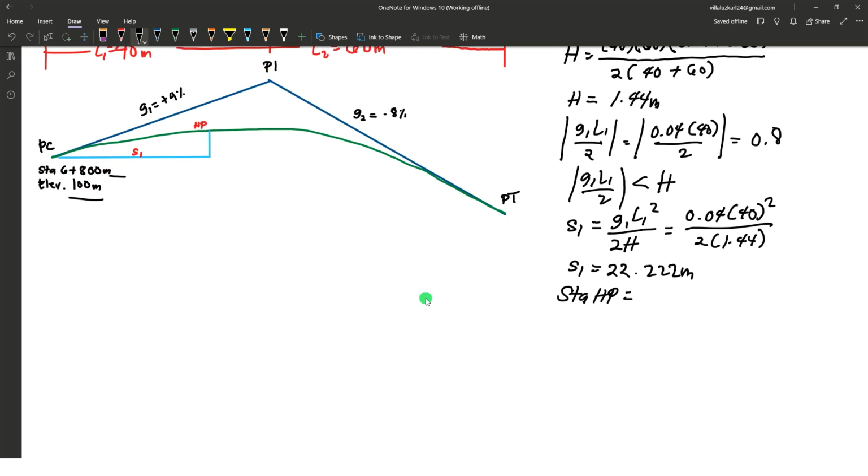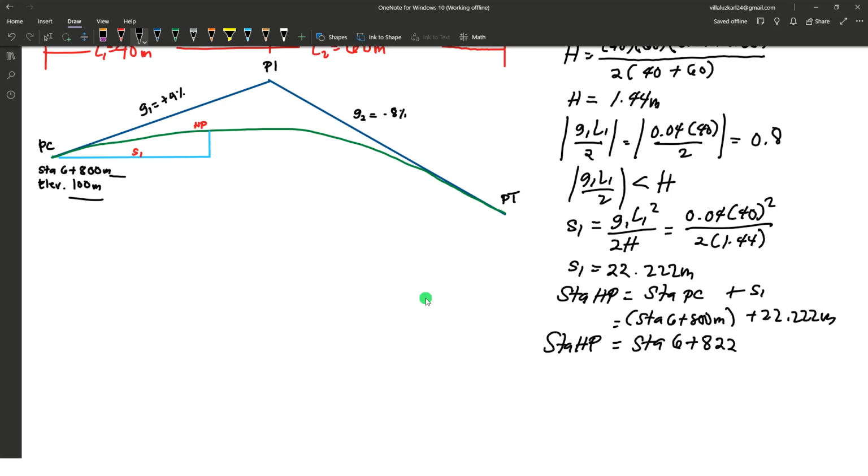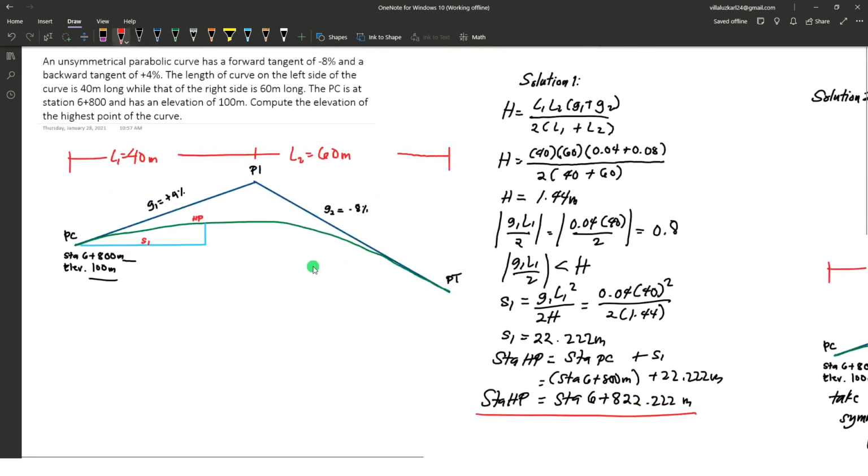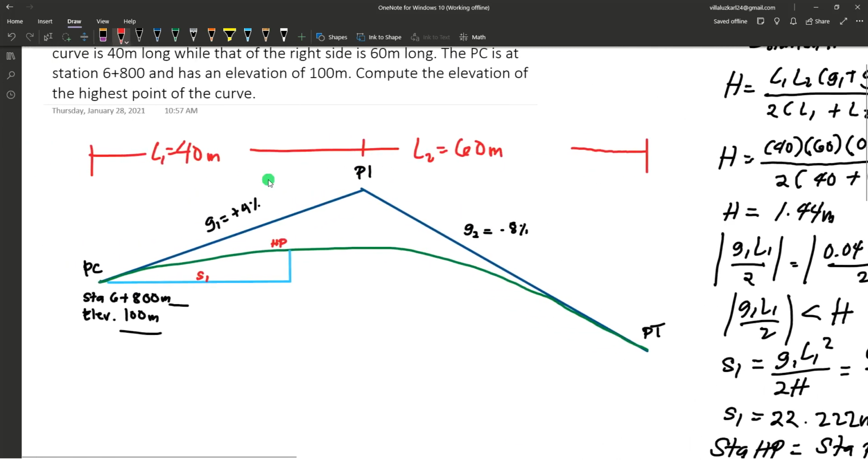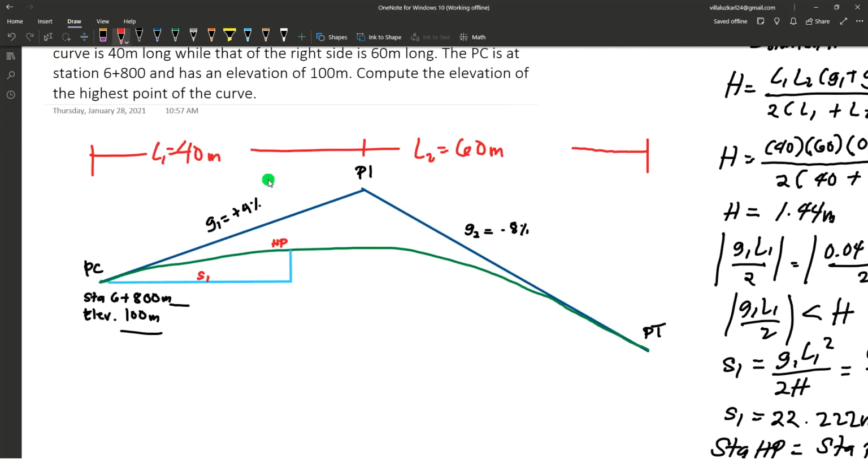HP is stationing of PC plus S1. So stationing of 6 plus 800 plus 22.222. Okay. Stationing of the highest point is equals to station 6 plus 822.222 meters. That's the answer here. But we are required to determine the elevation, right, of the highest point.